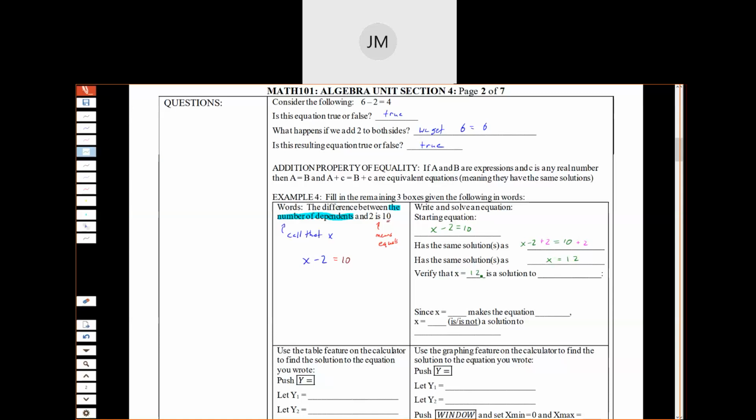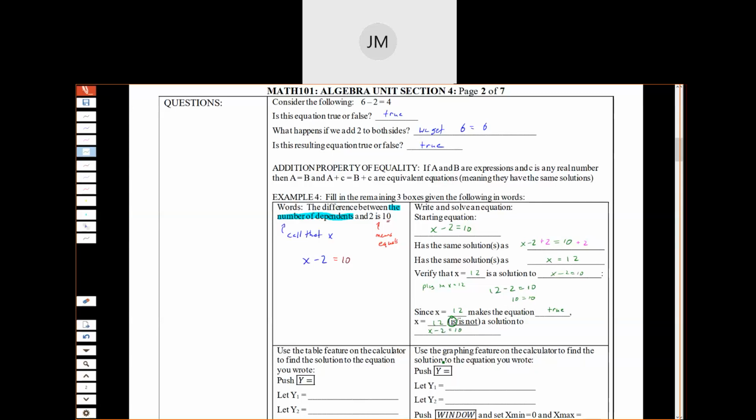To verify that x equals 12 is a solution to x minus 2 equals 10, what we can do is plug in x equals 12. So 12 minus 2 equals 10. And 12 minus 2 is 10. Right? So I've double checked it. Yes, 10 equals 10 is true. So since x equals 12 makes the equation true, x equals 12 is a solution to x minus 2 equals 10.